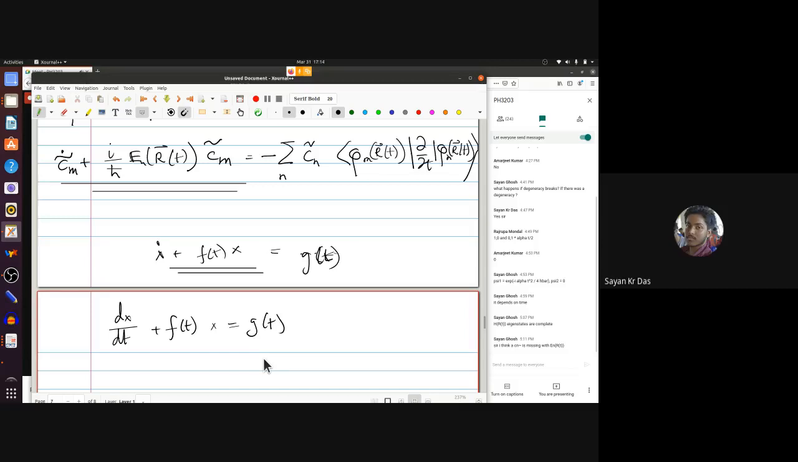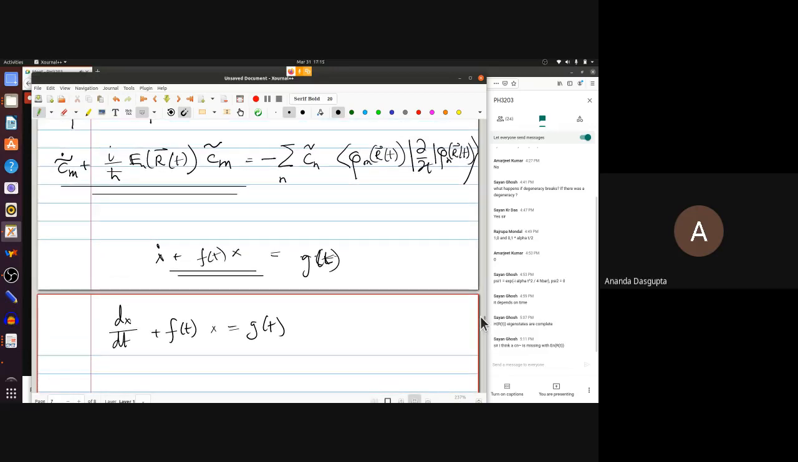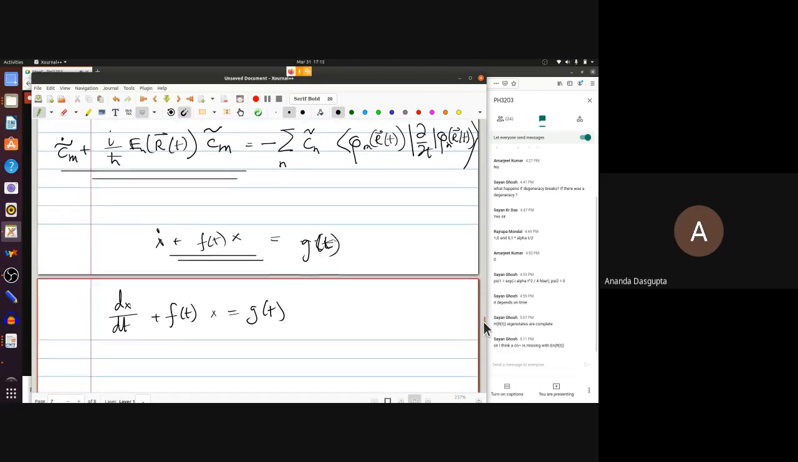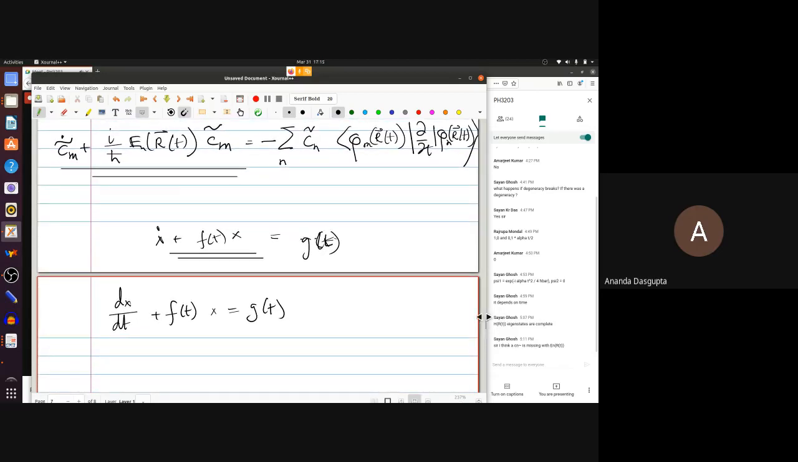By multiplying an integrating factor. Yeah, this is exactly how you, one of the standard things that you learn in differential equations, one of the first things you learn actually, the integrating factor technique, right? You have to multiply by an integrating factor. And what would the integrating factor be? Come on, everybody knows this, right? First year, or even class 12. Exponential of integration of f. Yeah, e to the power integral of f of t prime dt prime, right?